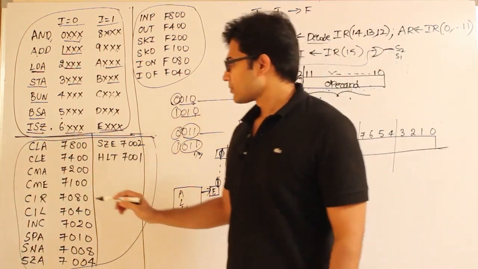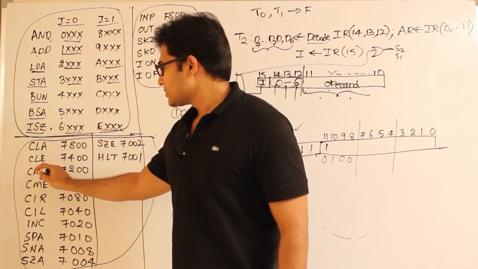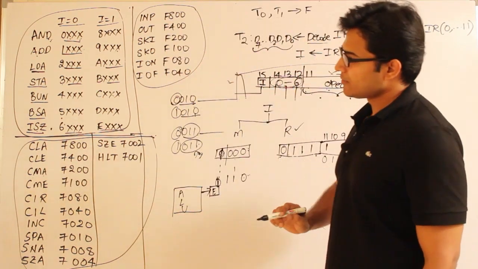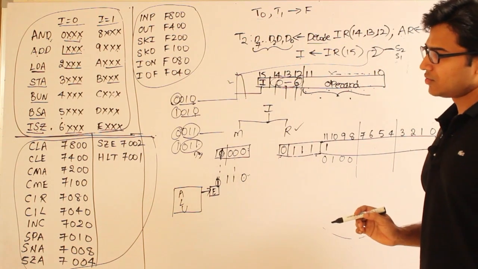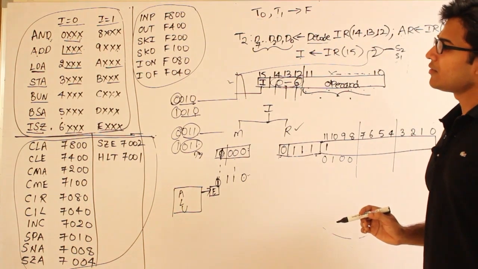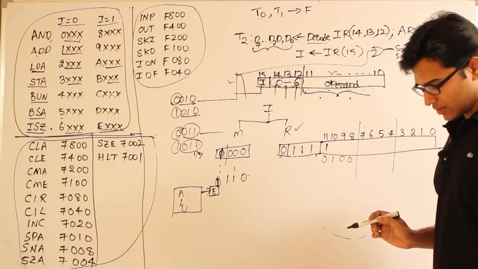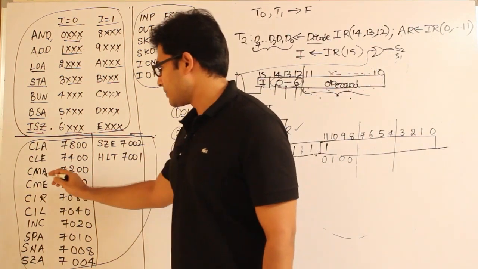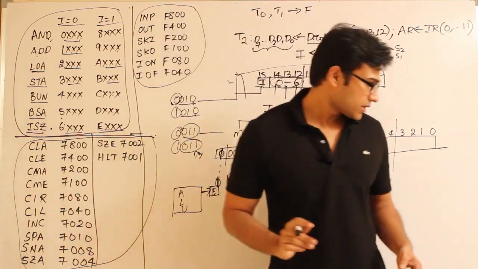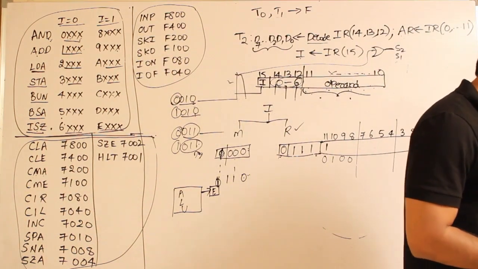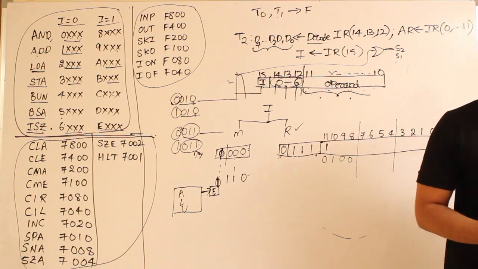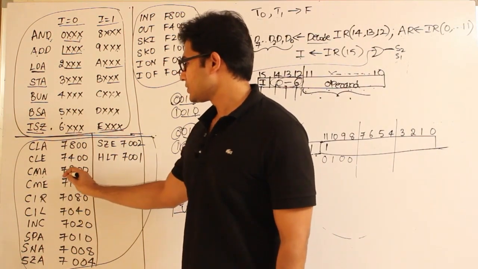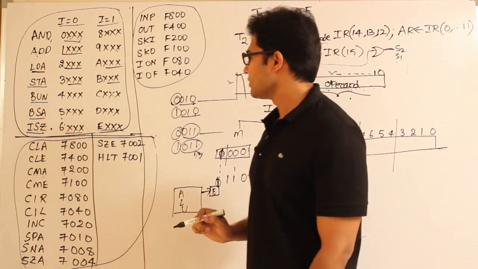Okay, and now the next instruction is CMA. CMA means it is an operation related to the accumulator only. I forgot what CMA is, let me refer to it. CMA means complement accumulator. For this it is using 7200.